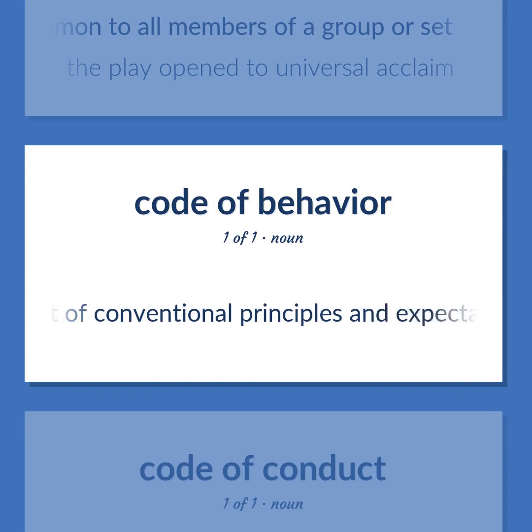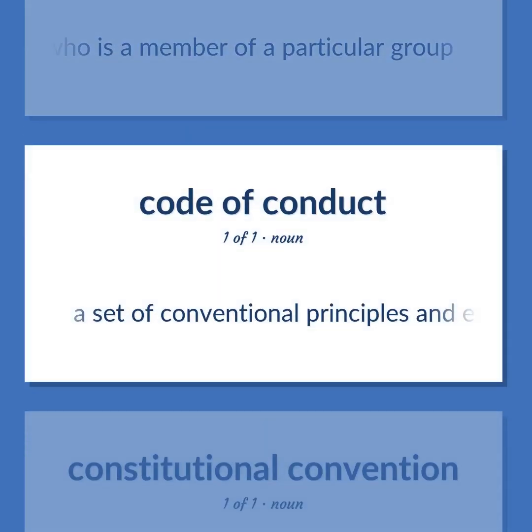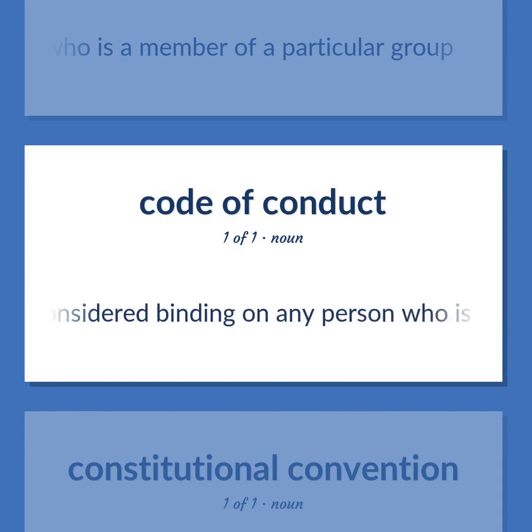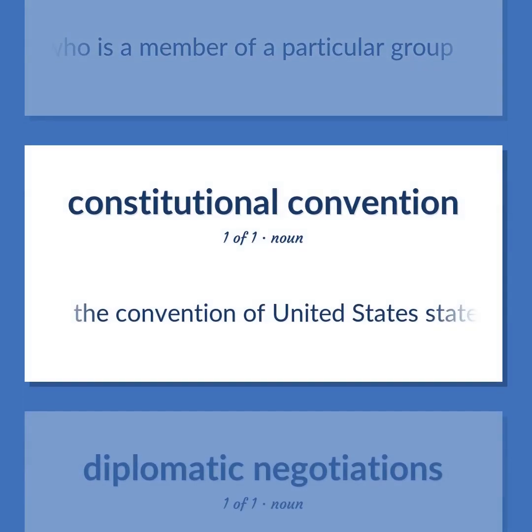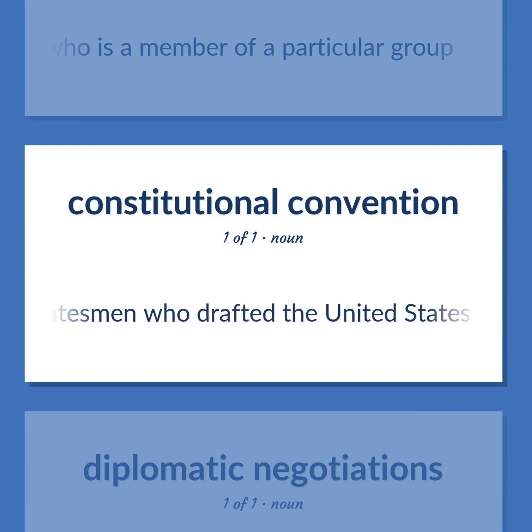A set of conventional principles and expectations that are considered binding on any person who is a member of a particular group. The Convention of United States statesmen who drafted the United States Constitution in 1787.